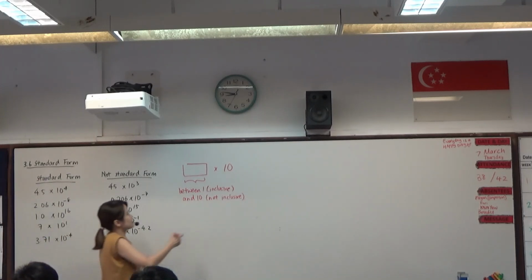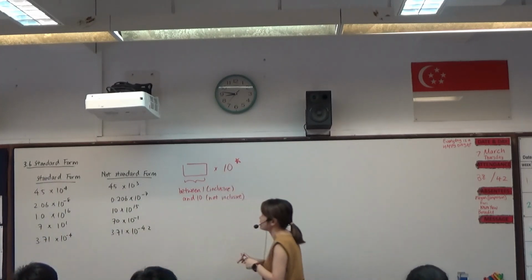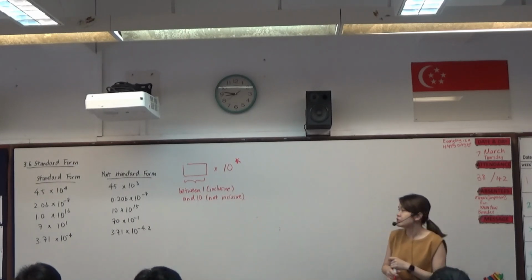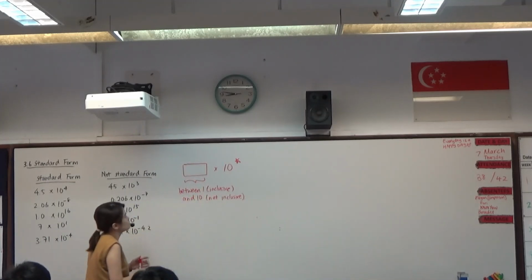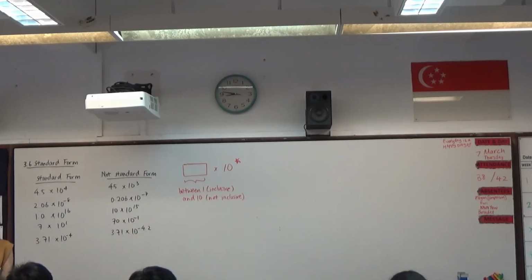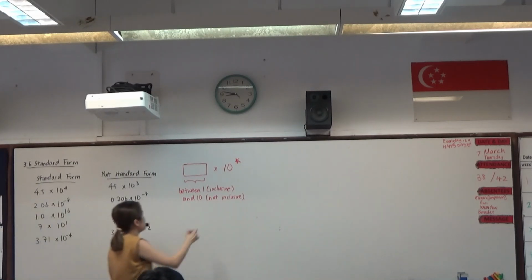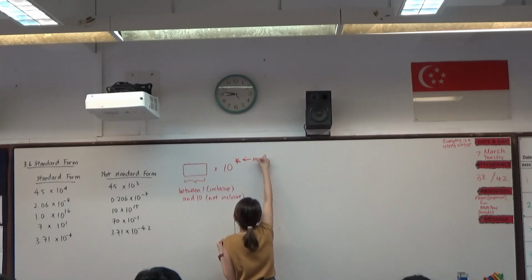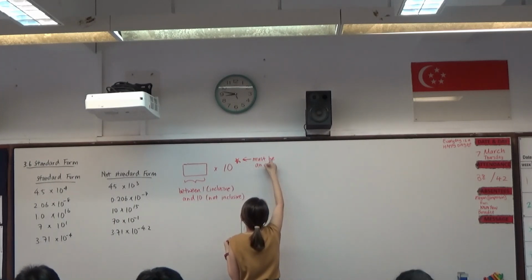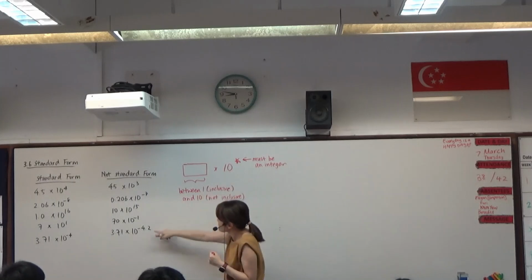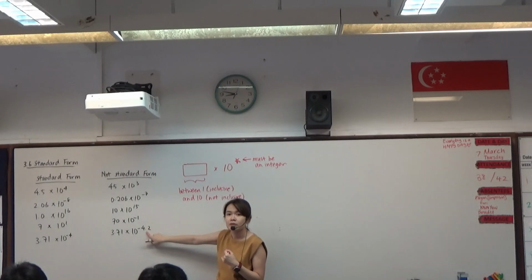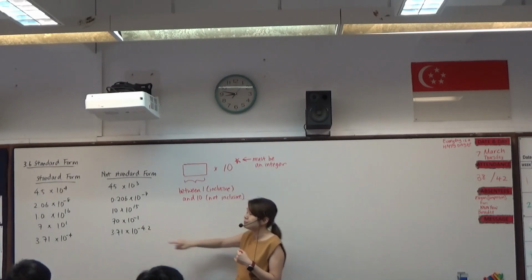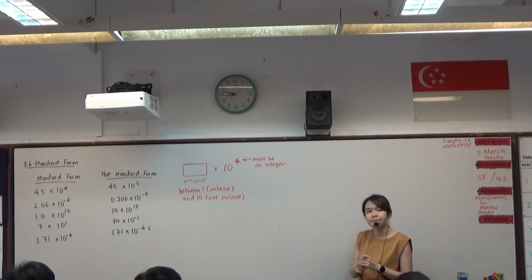It must be 10 to the power of something. I'm just going to use a star to indicate the power. What other features are there? Even if this number is between 1 to 10, including 1. Yes, MX: the power must be an integer. Good observation. We see in the very last one over here, this one does not qualify to be a standard form because the power is actually not an integer. Anything else?